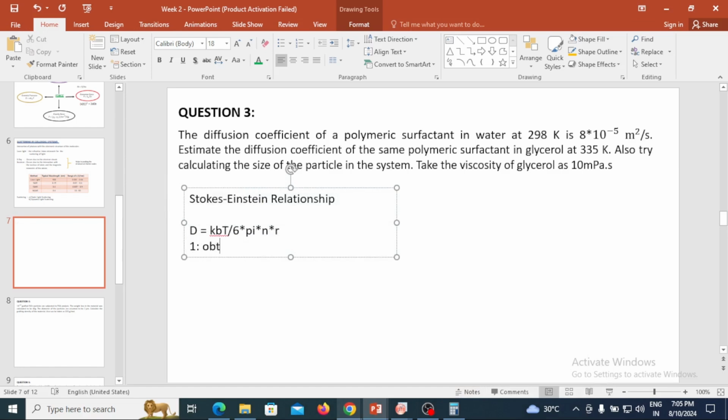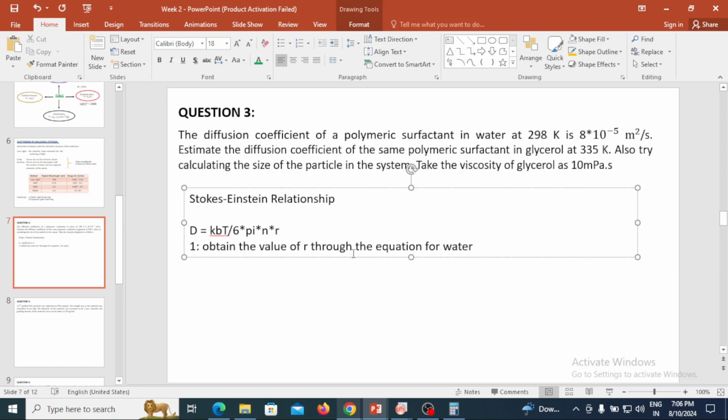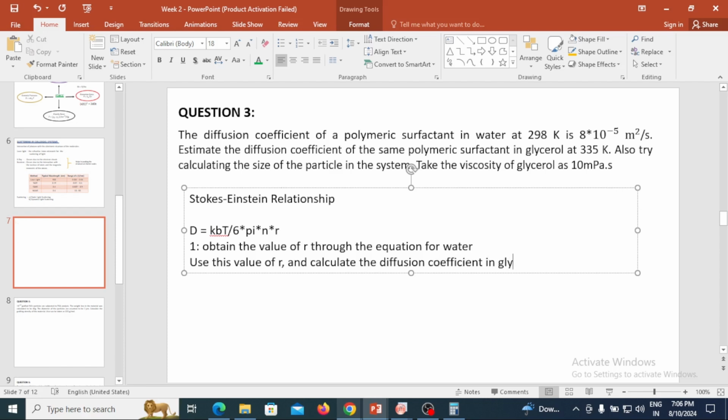So the first way is to obtain the value of R through the equation for water, and then use this value of R and calculate the diffusion coefficient in glycerol, right?